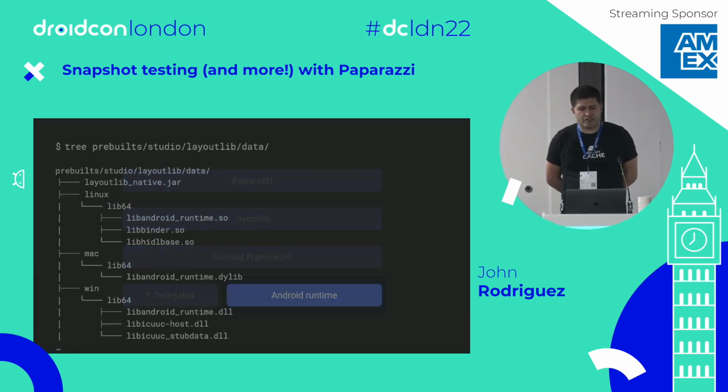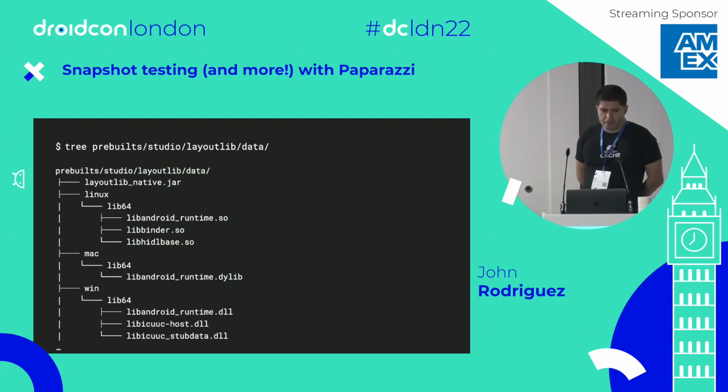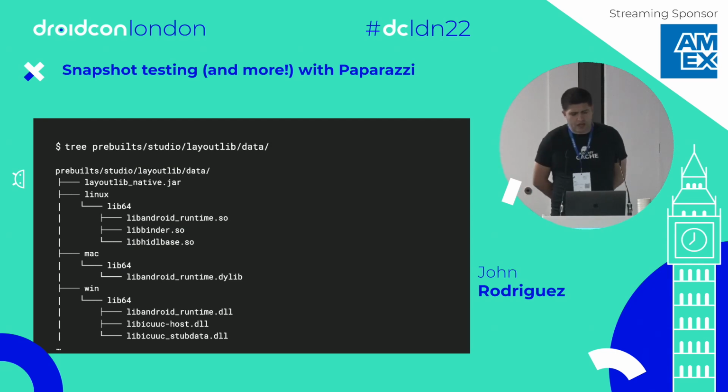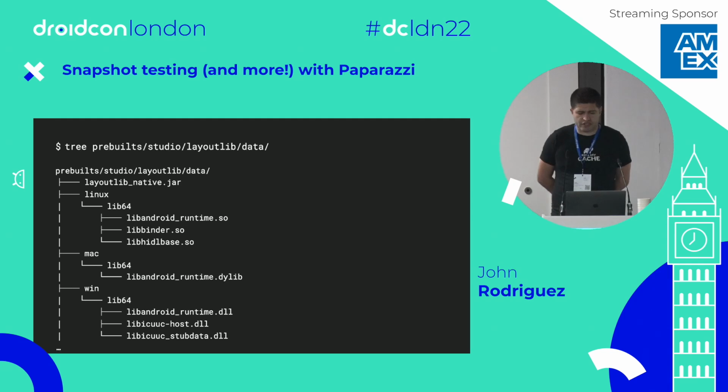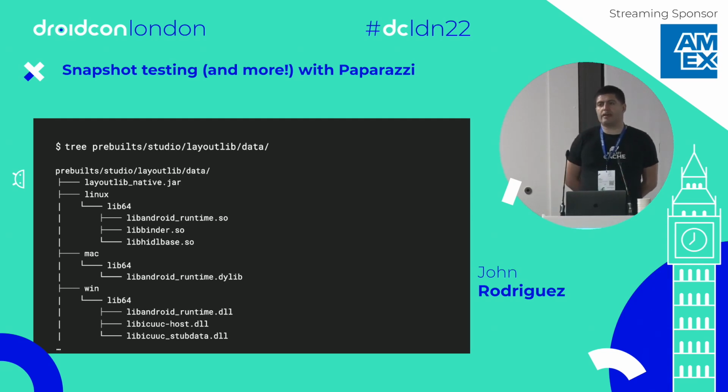Now, because there is a native component to this, let's talk about how layoutlib is packaged in AOSP. Currently, we're not building from source, mainly because the way that AOSP builds its modules is a bit different from how Paparazzi builds its projects. As a result, we're relying instead on the pre-built.